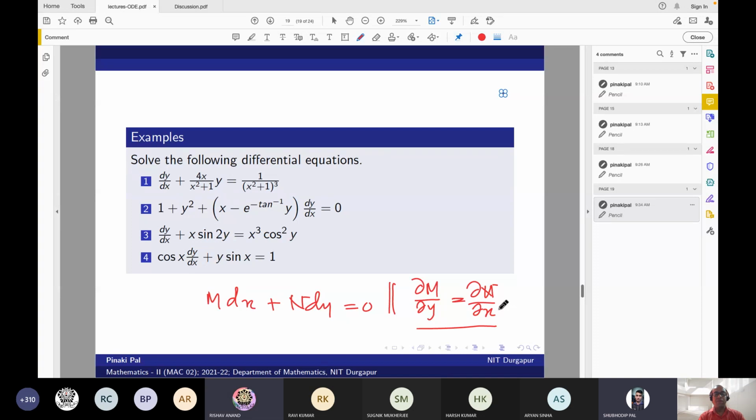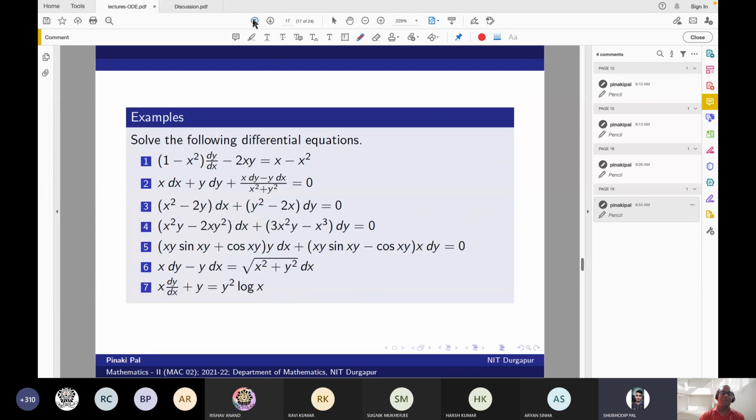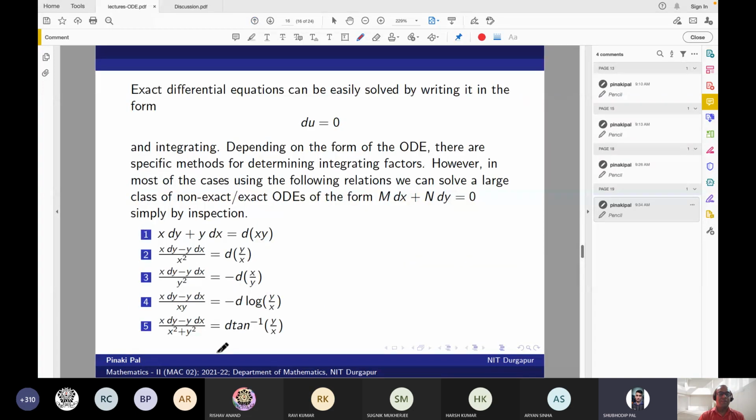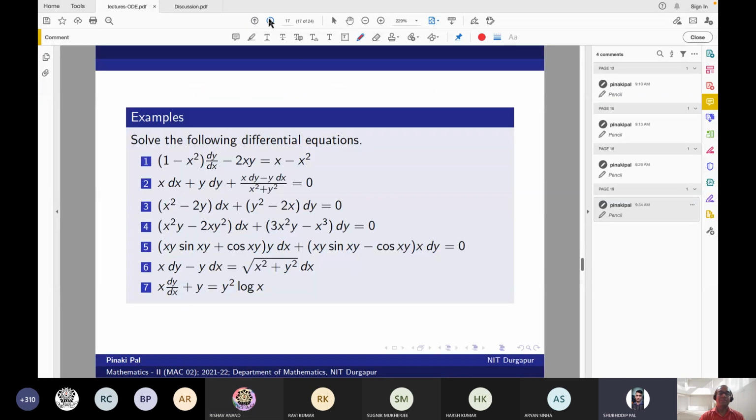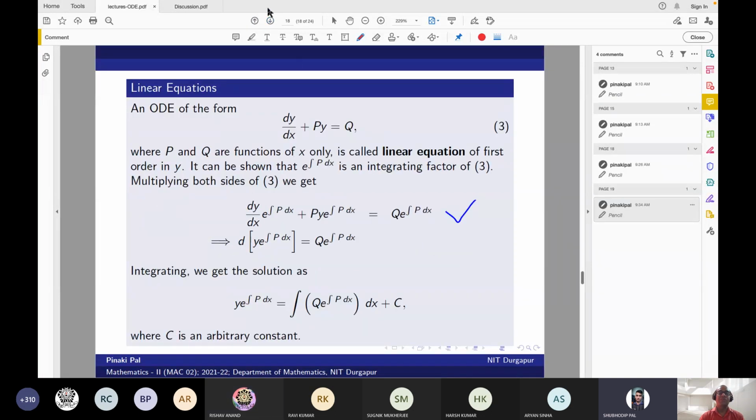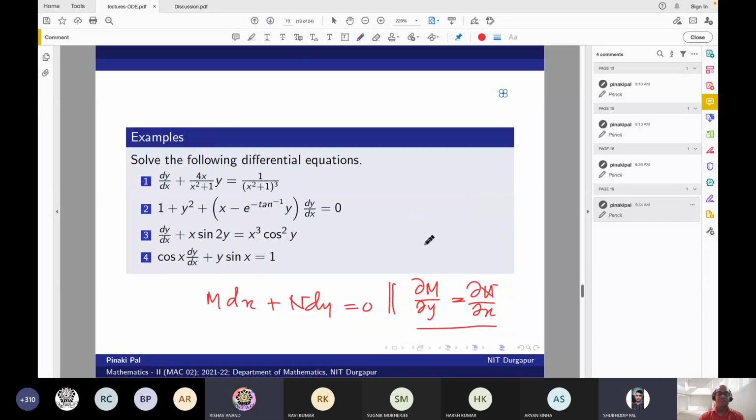Sir, in the example you just considered, we are finding u by partially integrating M with respect to y. Yeah, that method is there. But most of the problems can be solved without going into that method. Just using these things, you can handle the problem. Yes, okay, please continue.